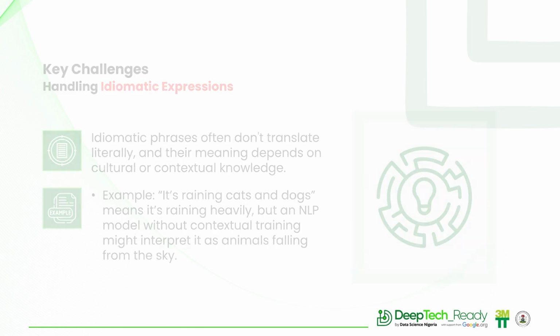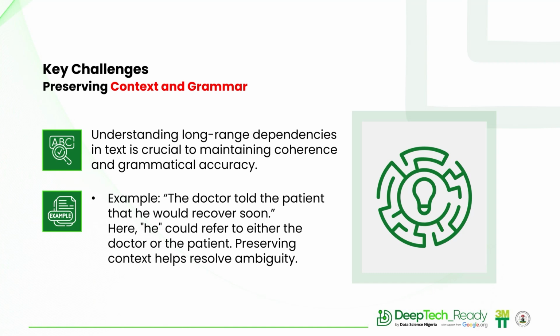Another critical challenge in machine translation is preserving context and grammatical structure. Language is inherently ambiguous, and understanding long-range dependencies in sentences is very vital for coherence and accuracy. Consider the example: the doctor told the patient that he will recover soon. Here, the pronoun he creates ambiguity. Does it refer to the doctor or the patient? So without clear context, a translation model may misinterpret the sentence, leading to incorrect or confusing output.